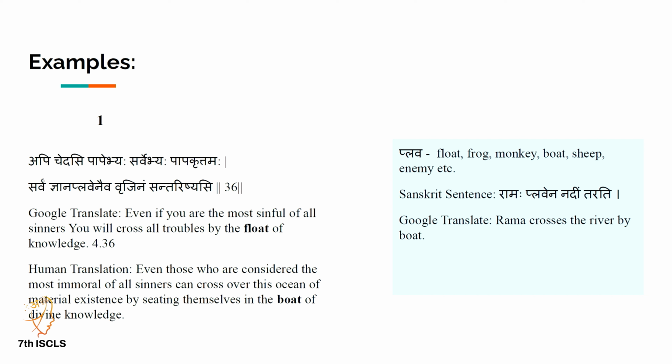So I'll explain this with examples. The first example we took: api chedasi papebhyah sarvebhyah papakrittamah sarvam jnana plavenaiva vrajinam santarishyasi. Google Translate translated this as, even if you are the most sinful of all sinners, you will cross all troubles by the float of knowledge. So the word plava has been translated as float here. And when we compared it to the human translation and also the Monier-Williams dictionary, we wanted the sense of boat in this context.